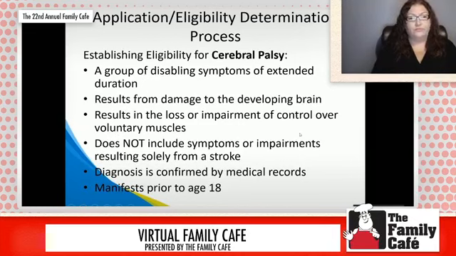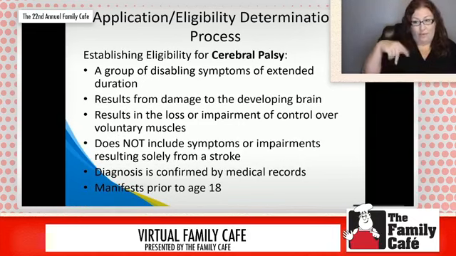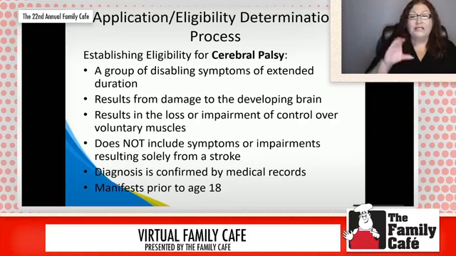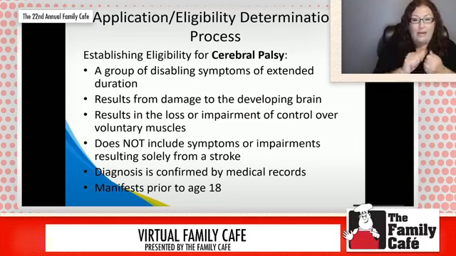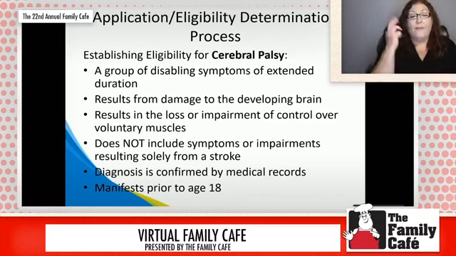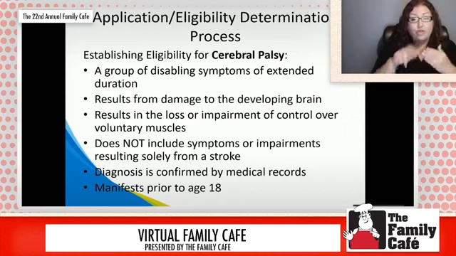Establishing eligibility for cerebral palsy. Cerebral palsy means a group of disabling symptoms of extended duration, which results from damage to the developing brain that may occur before, during, or after birth, and that results in the loss or impairment of control over voluntary muscles. For the purpose of this definition, cerebral palsy does not include those symptoms or impairments resulting solely from a stroke.